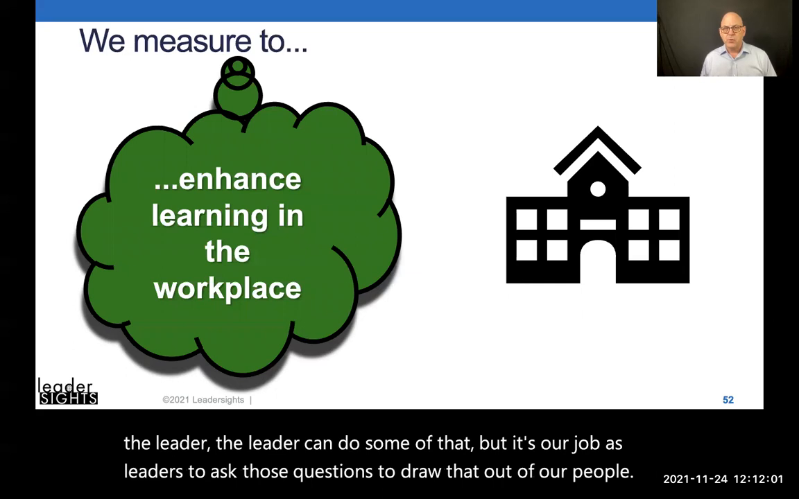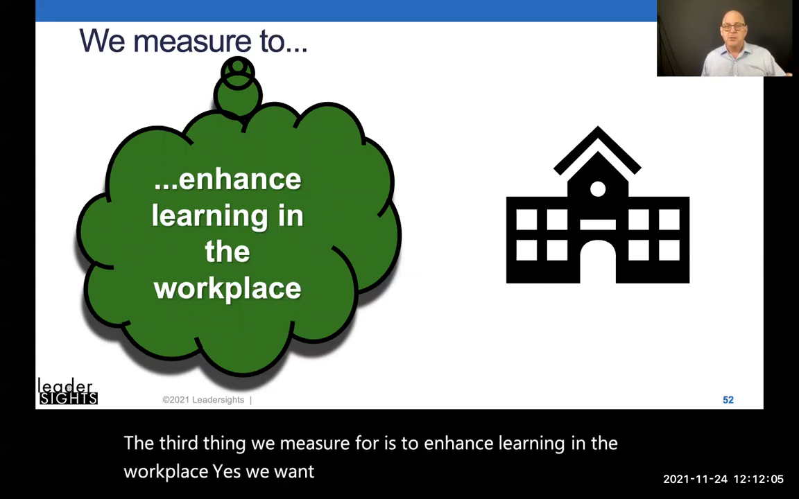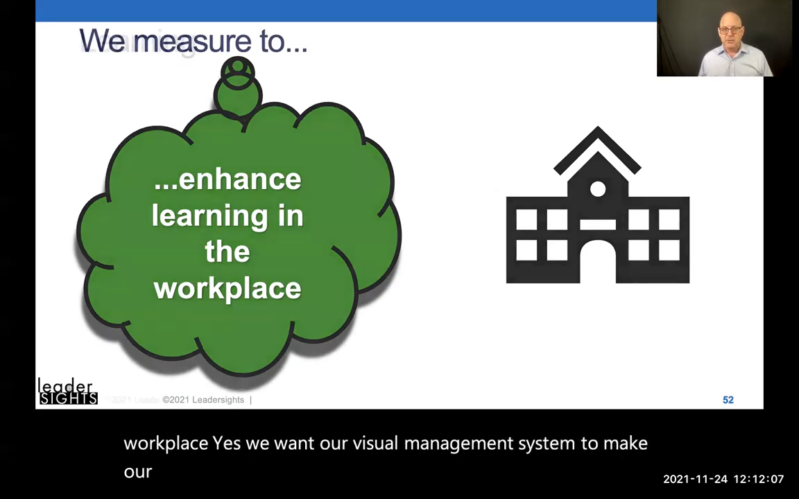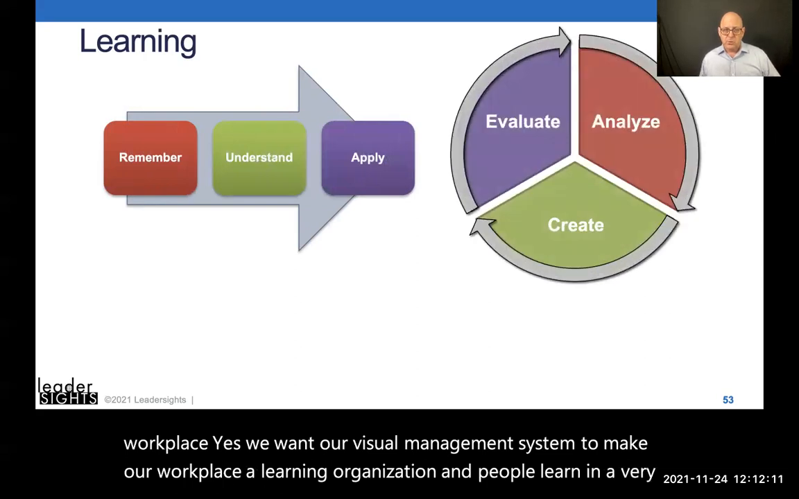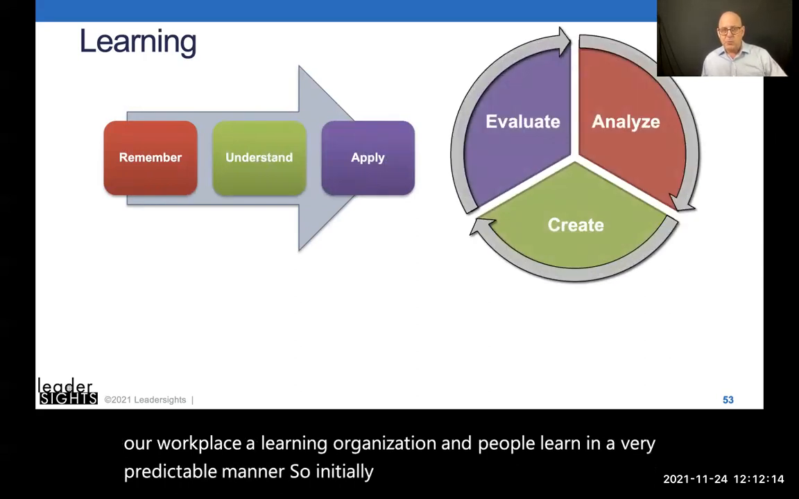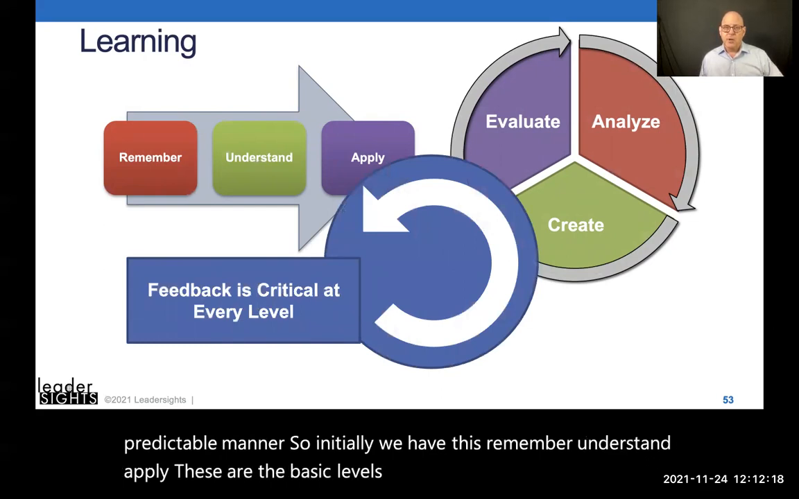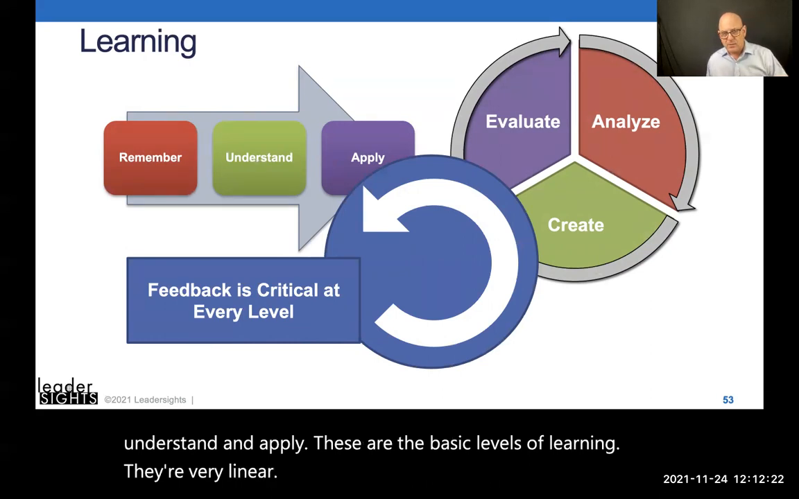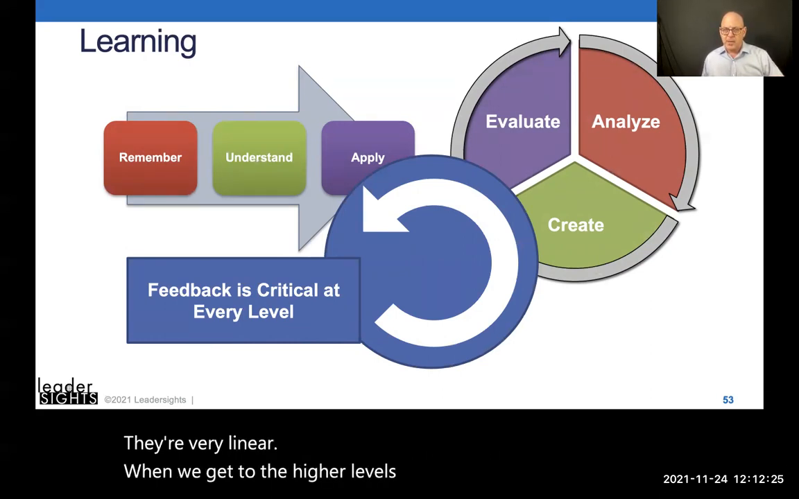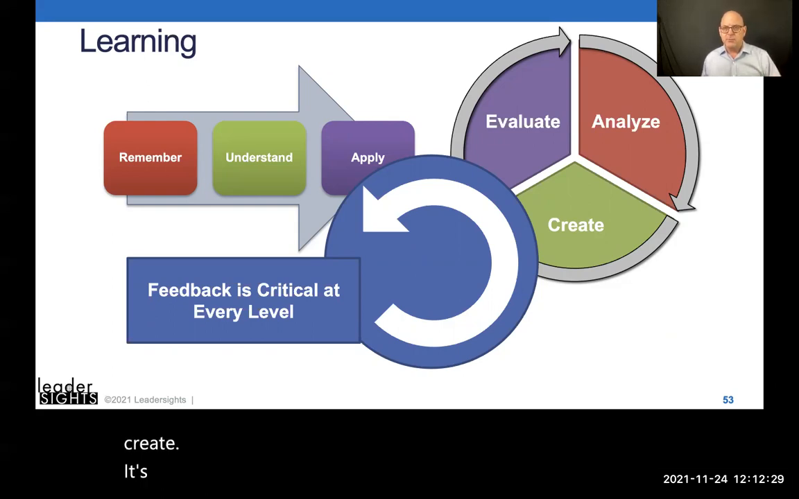The third thing we measure for is to enhance learning in the workplace. Yes, we want our visual management system to make our workplace a learning organization. And people learn in a very predictable manner. So initially, we have remember, understand, and apply. These are the basic levels of learning, and they're very linear. When we get to the higher levels of learning, evaluate, analyze, and create, it's very nonlinear. It's just kind of a swirling mass, okay?